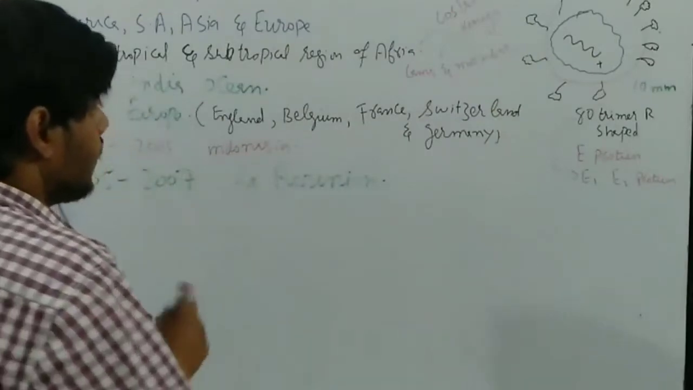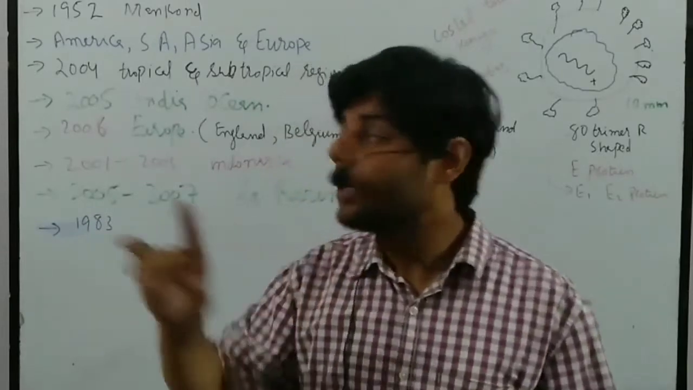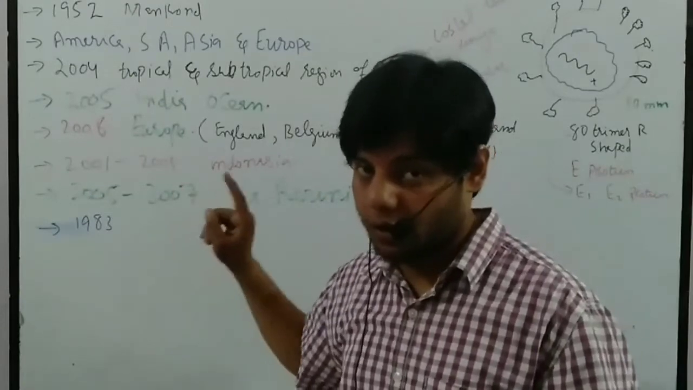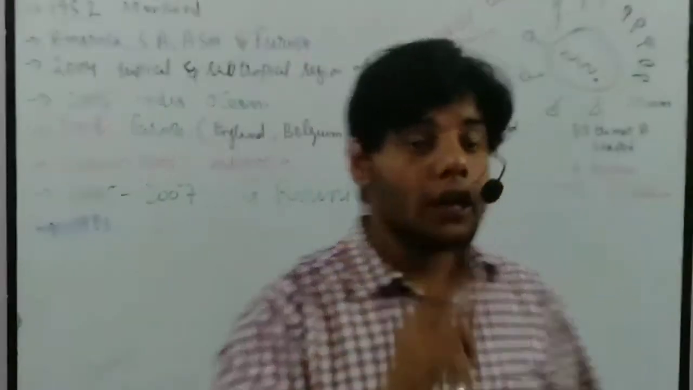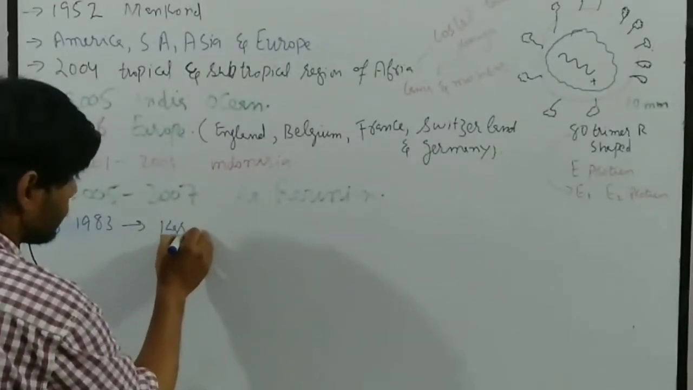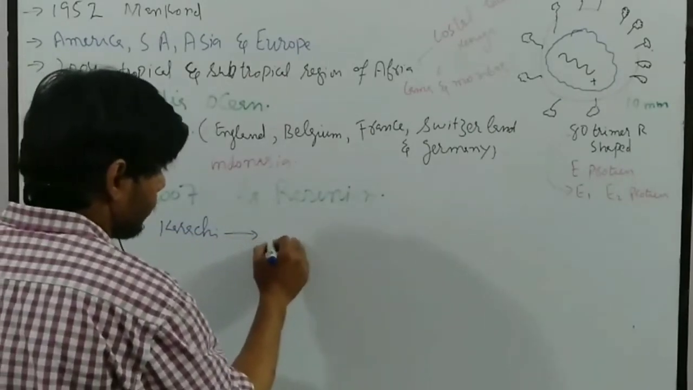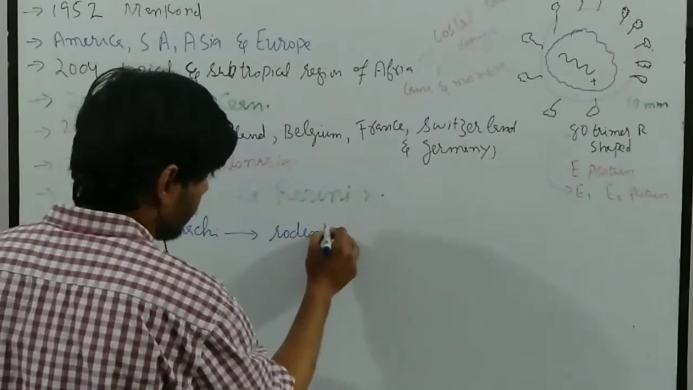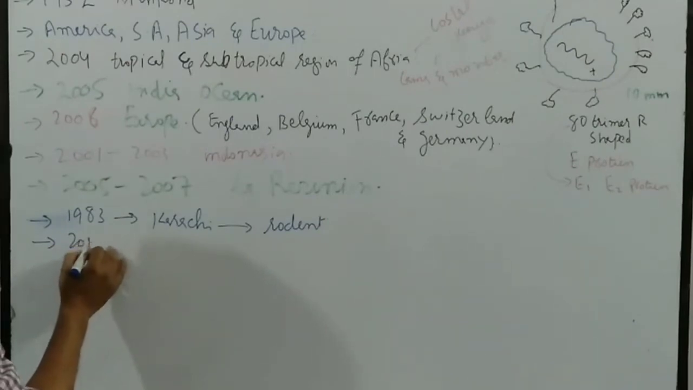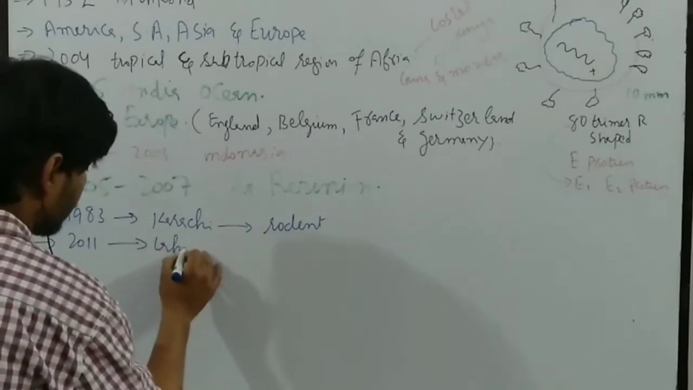Then in Pakistan, the first outbreak of the Chikungunya was observed in 1983, in the city of Karachi. And it is said that usually it was caused by a rodent animal, which has sharp teeth. Then in Pakistan in 2011, this disease was observed in Lahore.